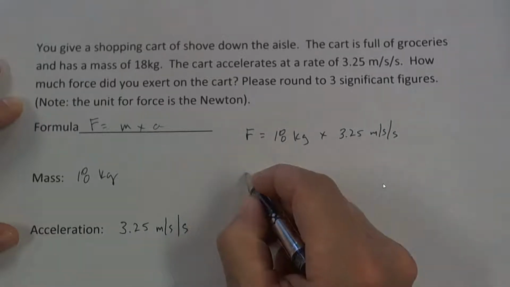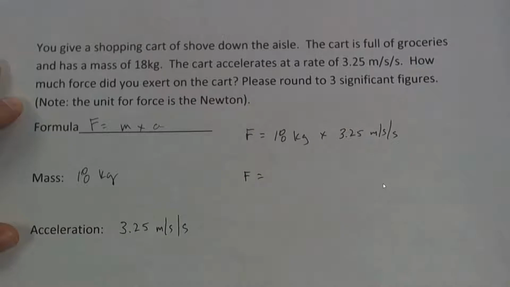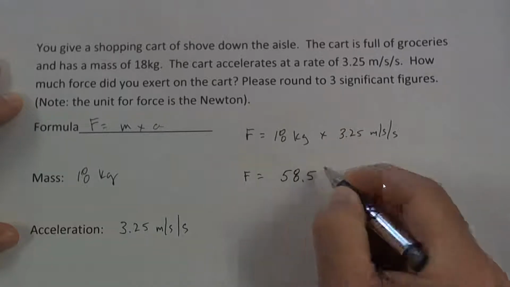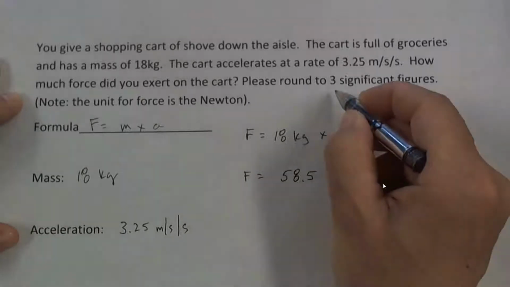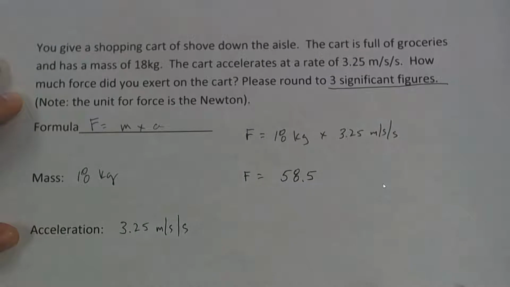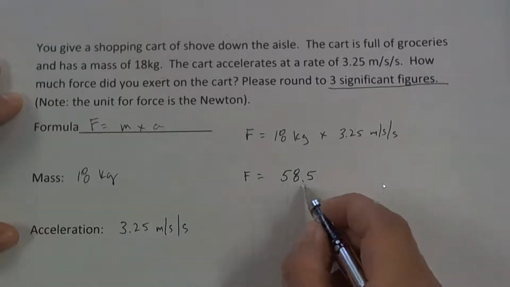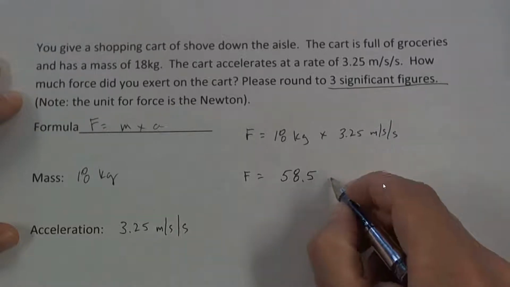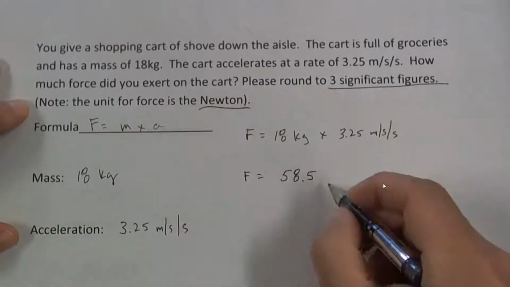Now let's calculate those numbers. Force equals 18 times 3.25, which is 58.5. Now remember, our problem says we have to have three significant figures. So let's take a look. Looks to me like we do. We have 58.5. That looks like three significant figures. And our unit has to be the Newton.